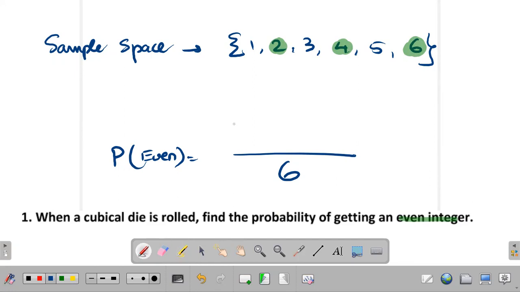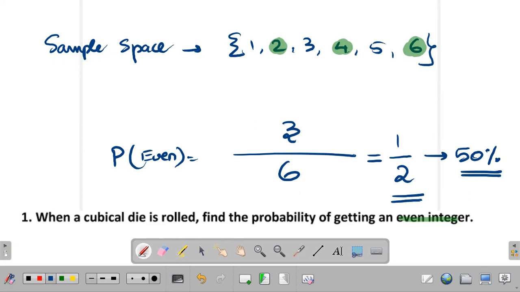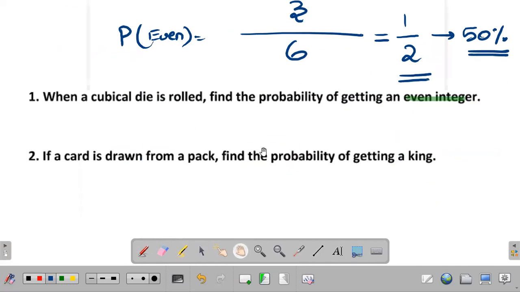So, what is the probability of getting an even number? The total favorable outcomes are 3, out of a total of 6 outcomes. So, 3 by 6, which is 1 by 2. So for the first question, the answer is 1 by 2. If the die is unbiased, there is a 50% chance that I end up seeing an even number. Okay. Let's focus on the next question now.